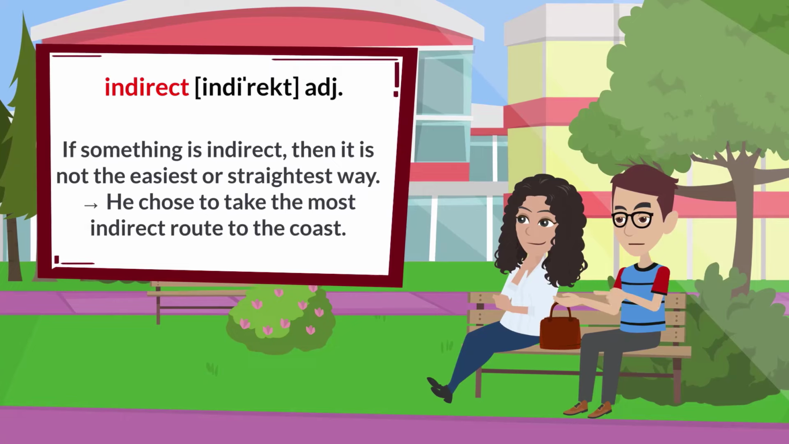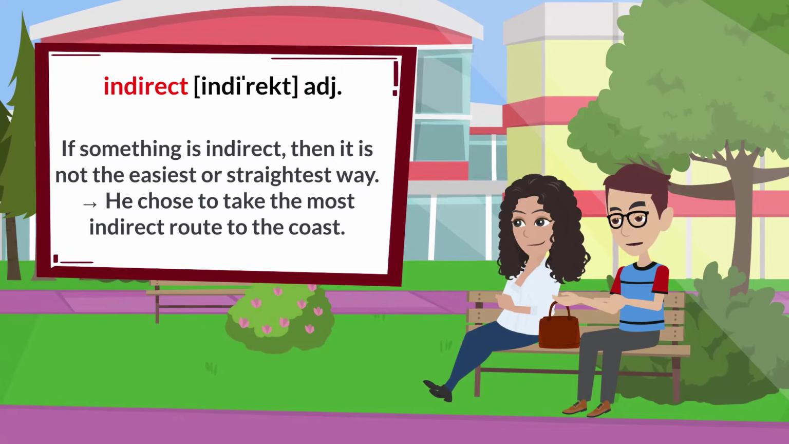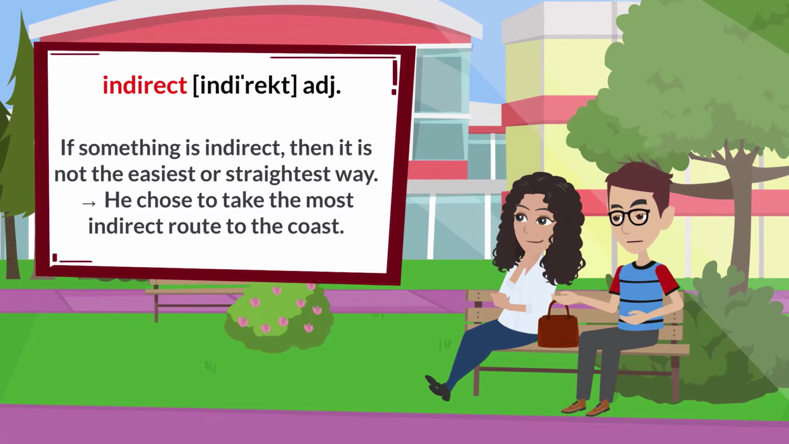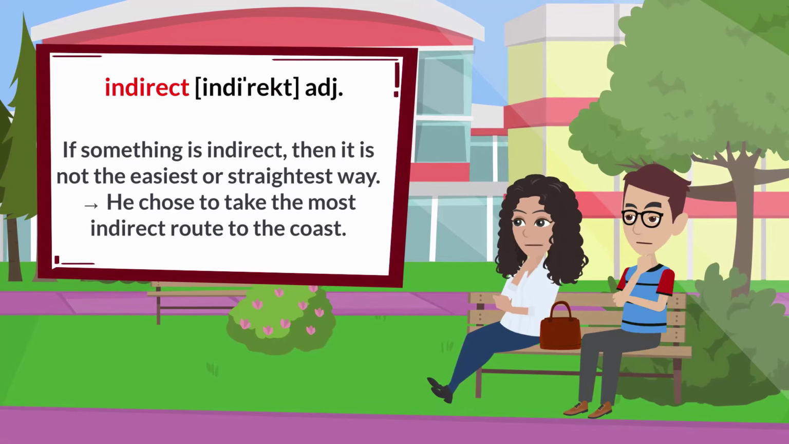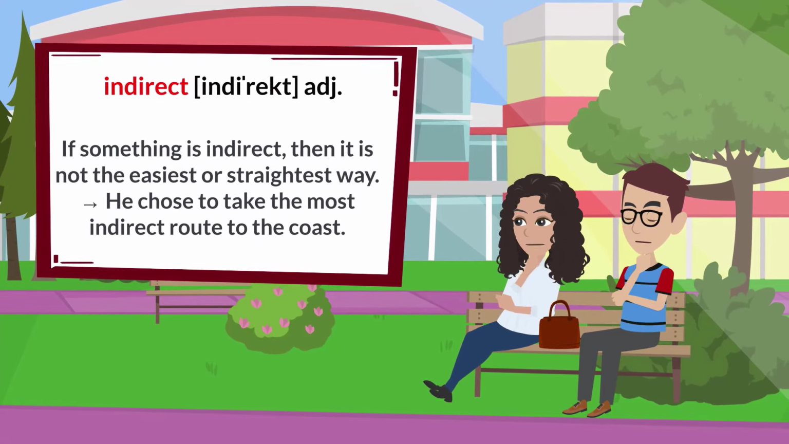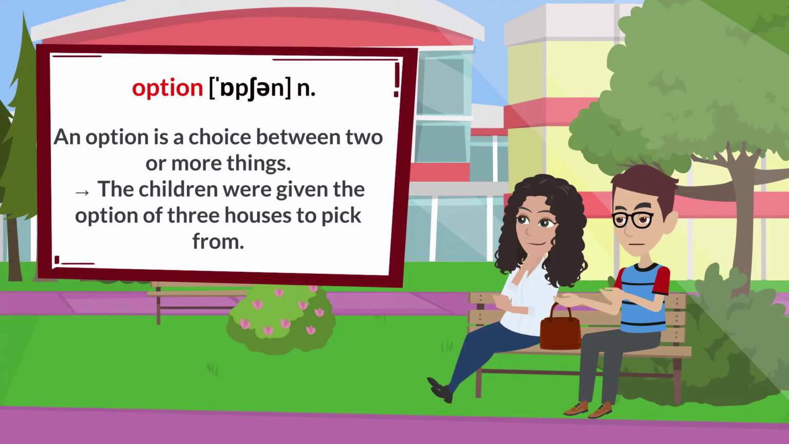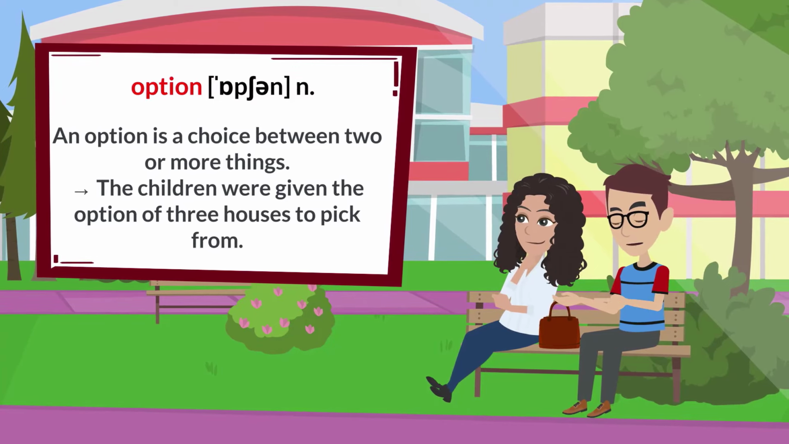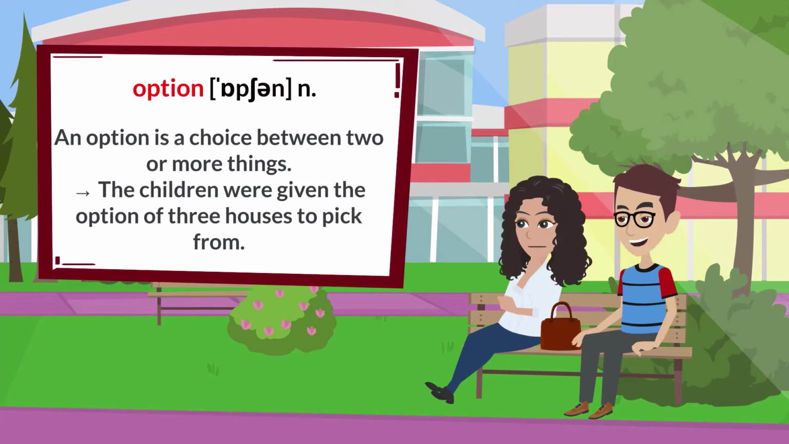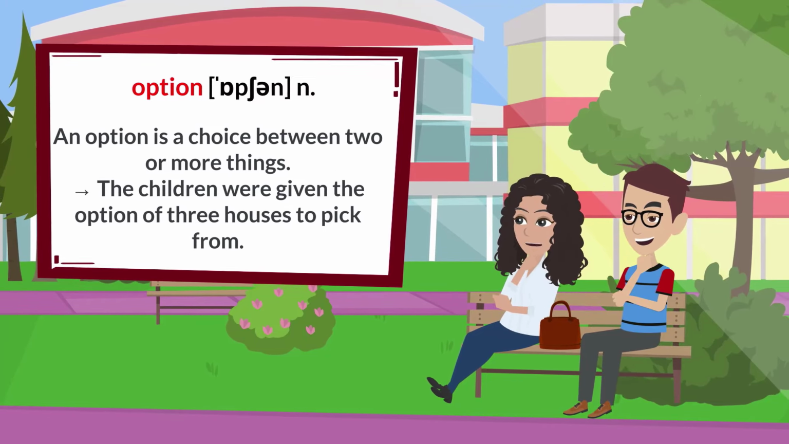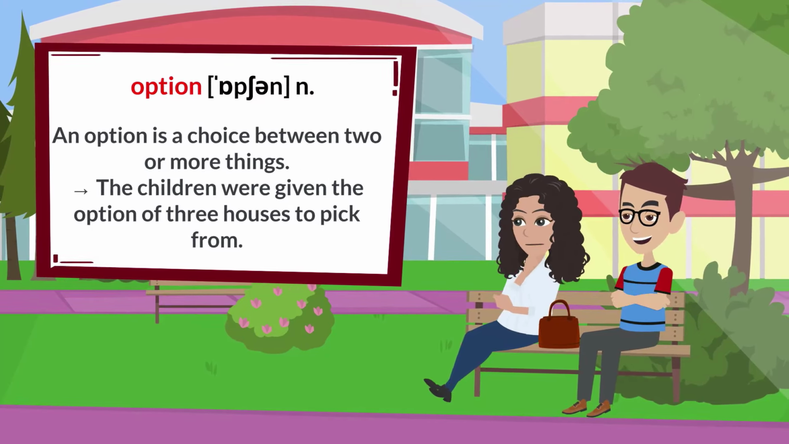Indirect. If something is indirect, then it is not the easiest or straightest way. He chose to take the most indirect route to the coast. Option. An option is a choice between two or more things. The children were given the option of 3 houses to pick from.